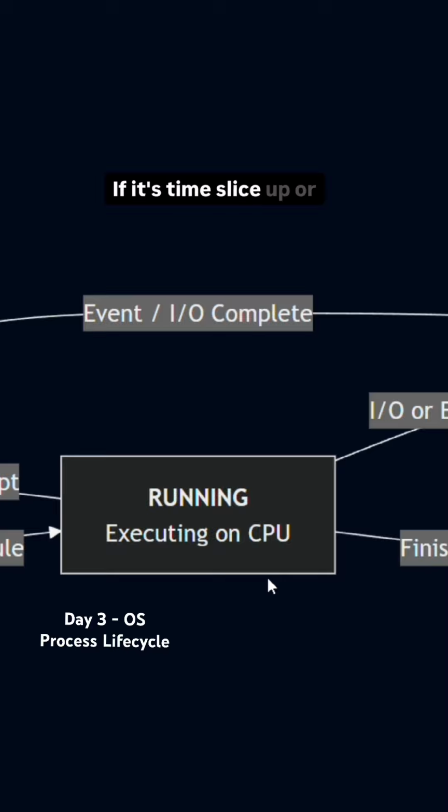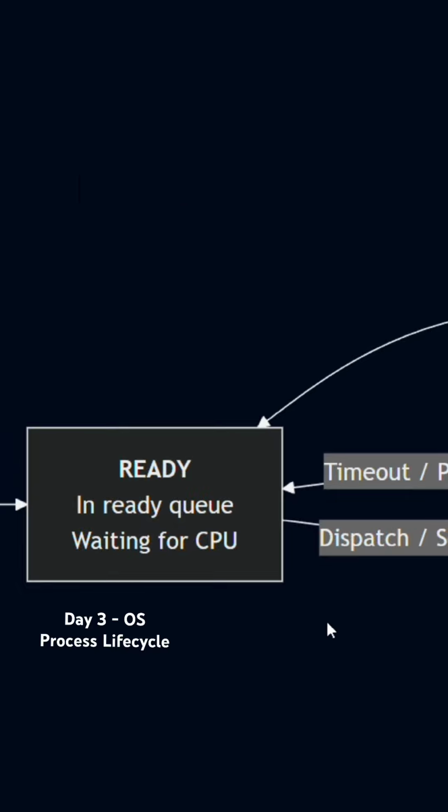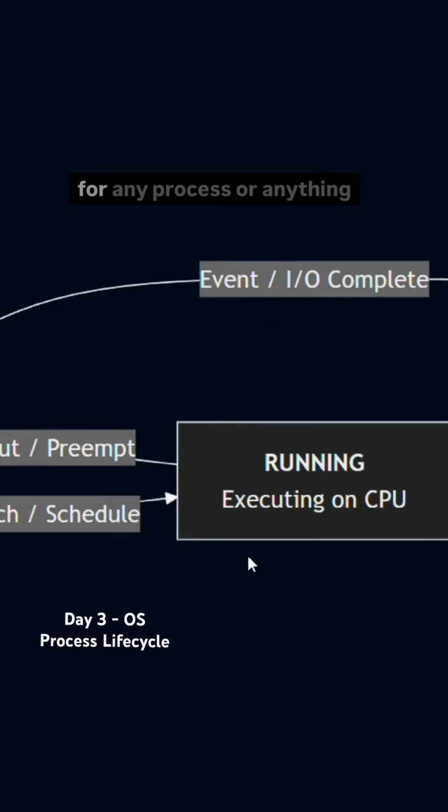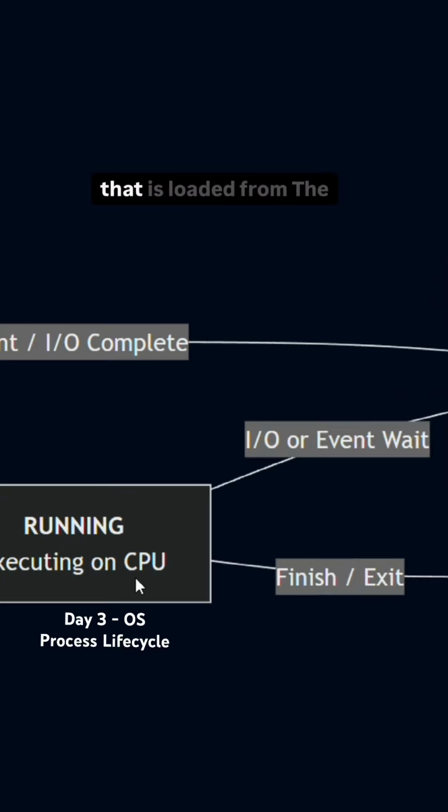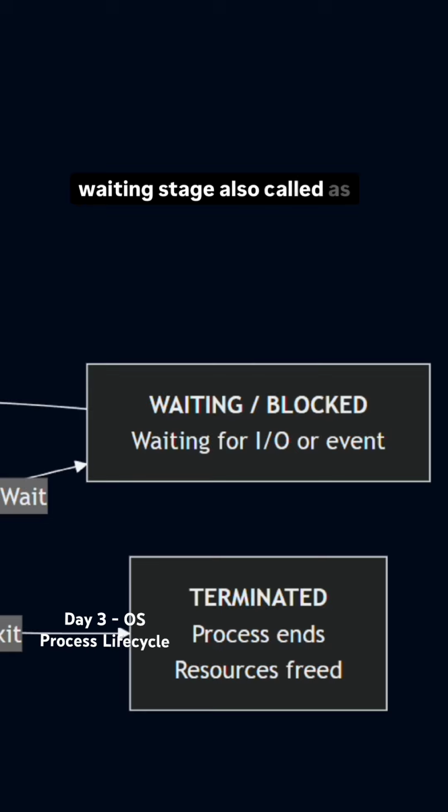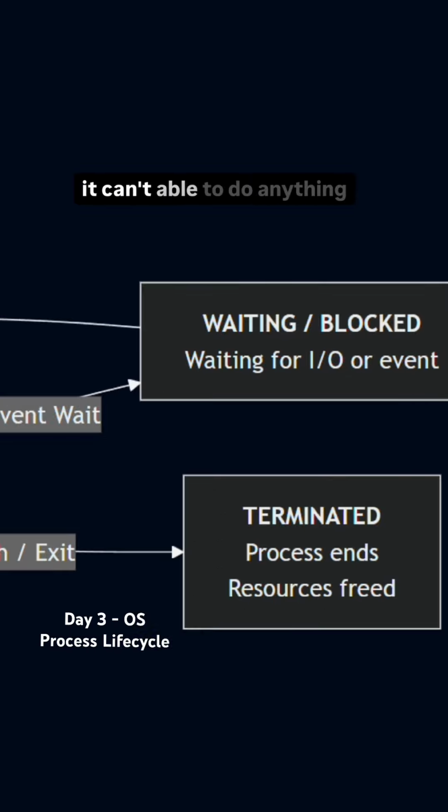If its time slice is up or something of higher priority comes, it gets pushed back to the ready state as timed out. And if it needs to wait, like for something loaded from the disk, or a keyboard or input devices, it goes to the waiting state, also called blocked, because it can't do anything until the event finishes.